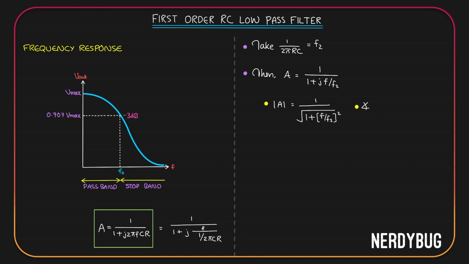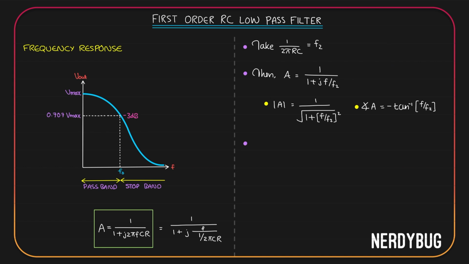I also need the phase angle. We know phase of A plus JB is tan inverse of B by A. Now, what we have over here is of the form 1 by A plus JB. Its phase is minus tan inverse of B by A. So here we get minus tan inverse of F by F2 divided by 1.